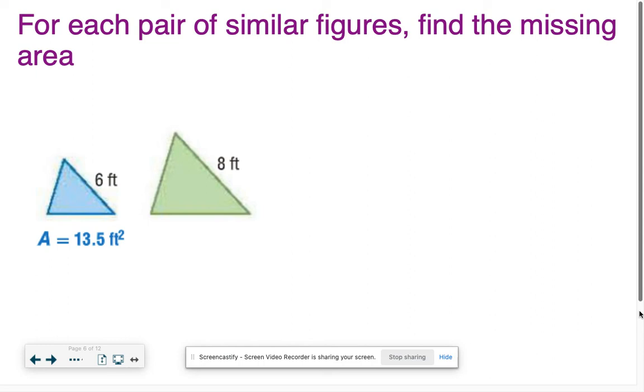Okay, we're finding the missing area, so this is what we're looking for. We're looking for the area of this one. We don't know what it is, so we're just going to call it x. Okay, so step 1 we said was find your scale factor. So that's our a to b. Okay, and again, I'm going to put my smaller one on top. Okay, so I'm going to have 6 over 8. And then remember, you want your scale factor to always be in simplest terms or reduced. So I'm going to reduce that to 3 over 4.